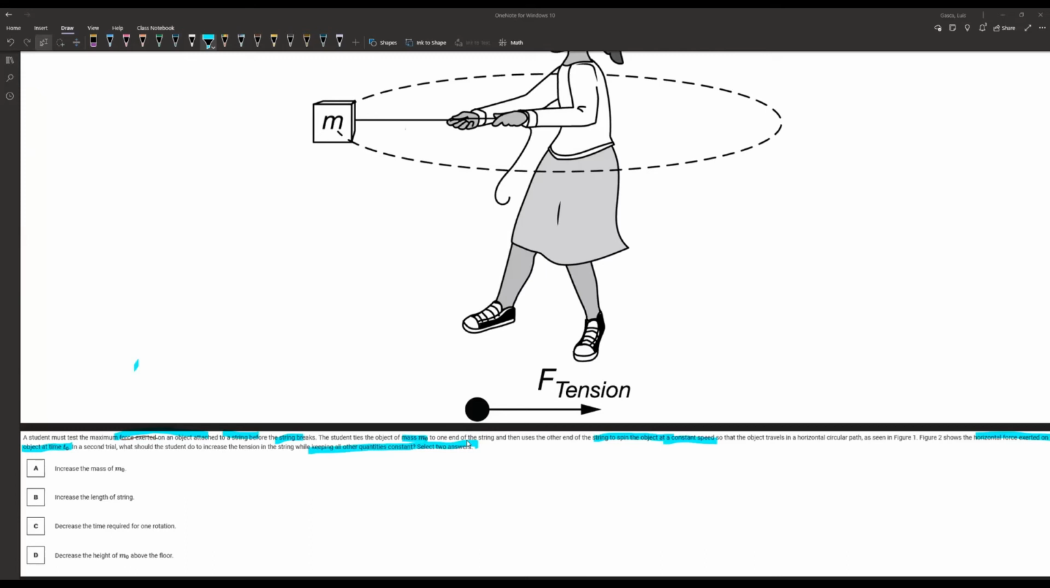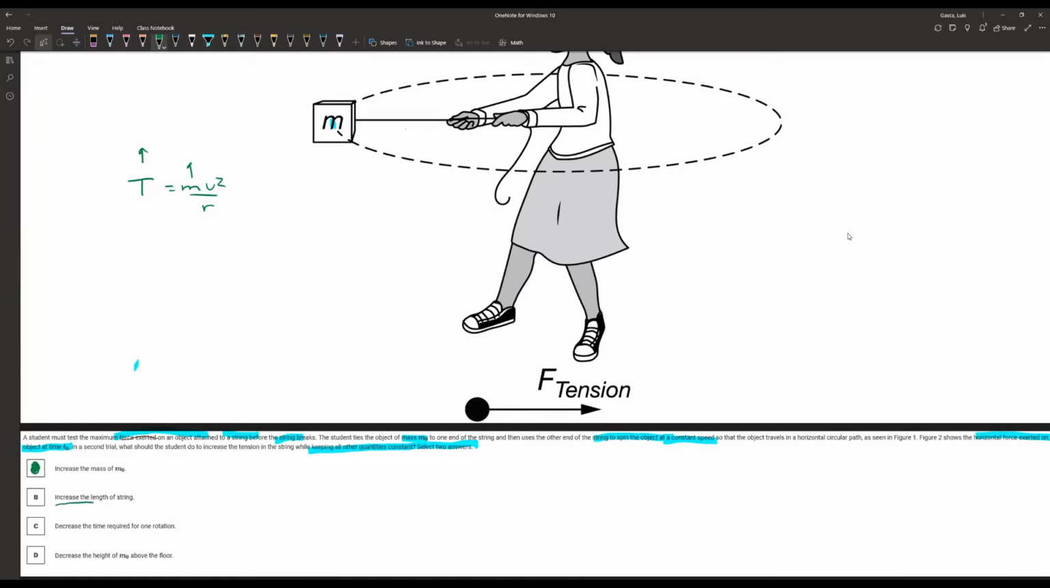Okay, we'll go ahead and call it here. Let's take a look. We could increase the tension, and we recognize that the tension here is the centripetal force, mv squared over r. So if I increase the mass, that'll increase the tension. So I think A is a good answer choice.